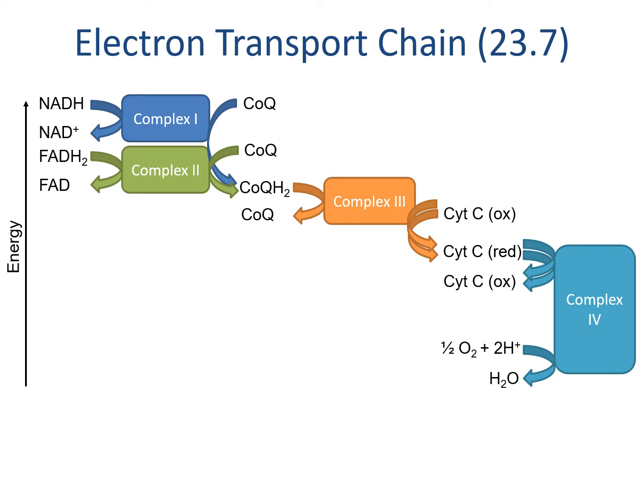Notice again that NADH uses complex 1 to send electrons to CoQH2, while FADH2, which is lower in energy, uses complex 2 instead of complex 1 to send electrons to CoQH2. Again, the electrons are always moving from higher energy to lower energy until ultimately they combine with oxygen to make water. We need oxygen for the electron transport chain and therefore the citric acid cycle.